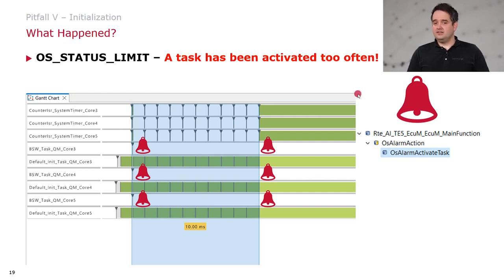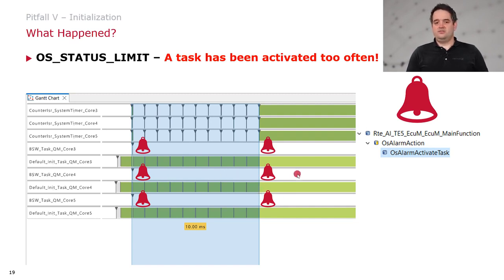If we check the configuration of this project, we see we have this alarm for the ECUM main function running on core 5. And as alarm action, once the alarm expires, we want to activate a task. This is exactly happening on core 3 to 4. The alarm is being set, expired the first time here during my initialization phase. And exactly after 10 milliseconds, the task is being activated again.